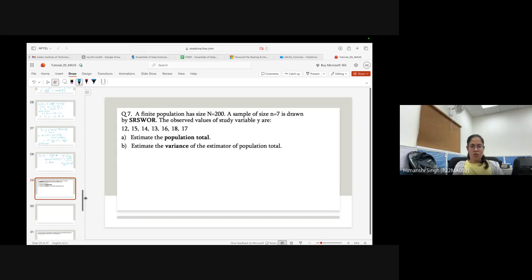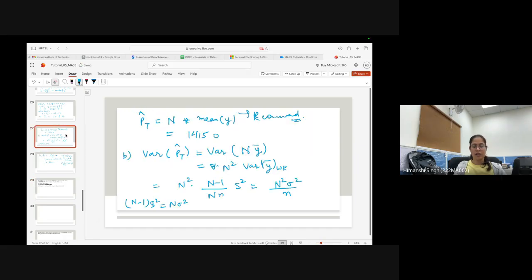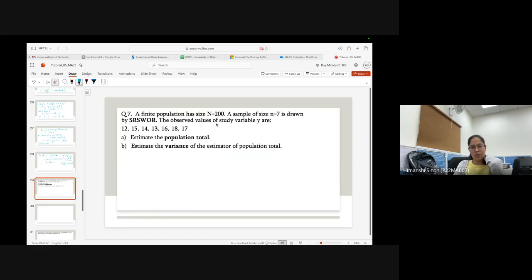Here in this question, the difference is that in the previous question we considered simple random sampling with replacement. Now this question is a similar type of question, but here we are considering simple random sampling without replacement. So the change will be in this variance, because we are considering a different technique. The variance of y bar under with replacement was different, and in this question it will be different because we are considering simple random sampling without replacement.